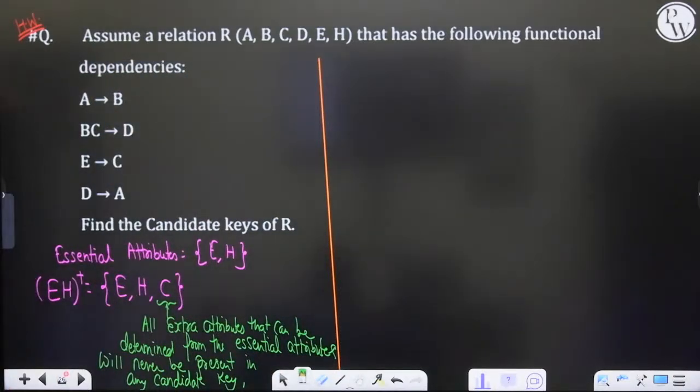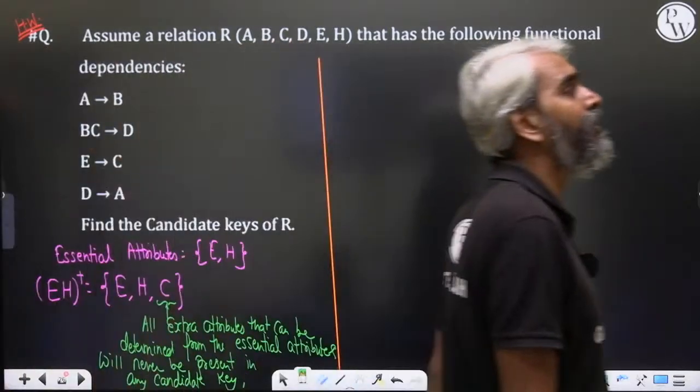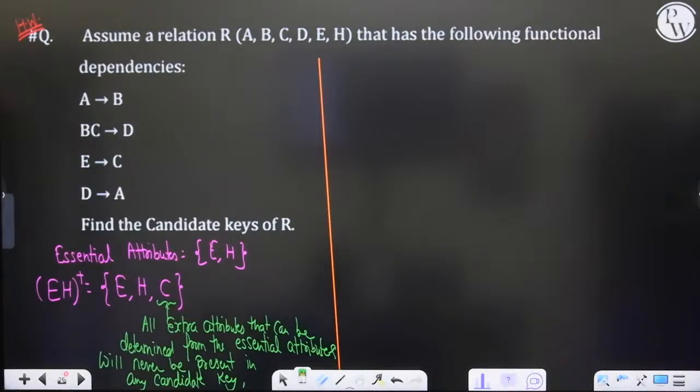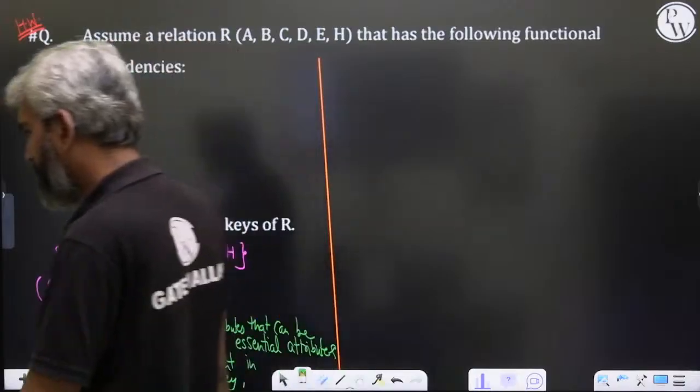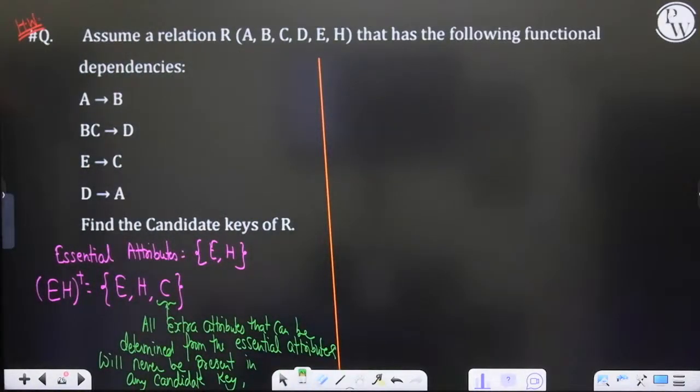It's clear to everyone that all the attributes that can be determined from a set of essential attributes will never be required in any minimal super key, because those attributes can eventually be determined from essential attributes, and essential attributes are present. Therefore, those attributes will be just redundant in the set. Therefore, that set can never be minimal.